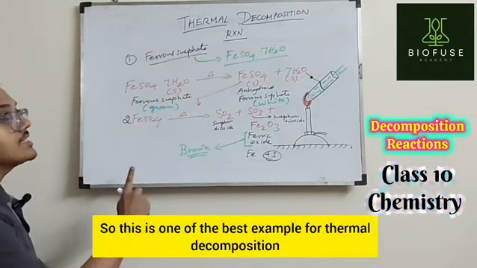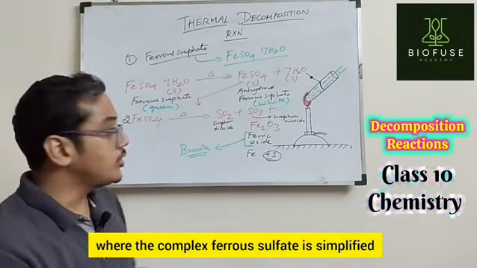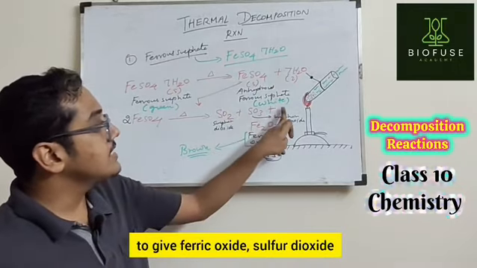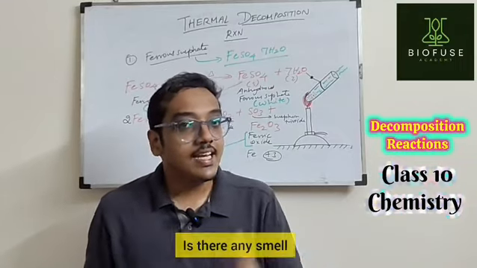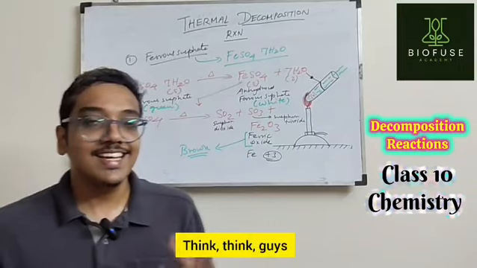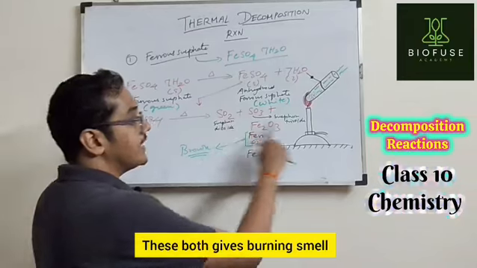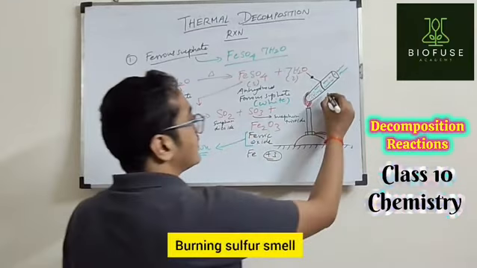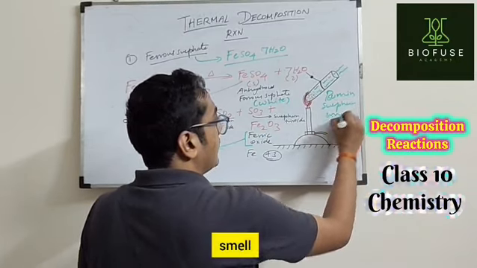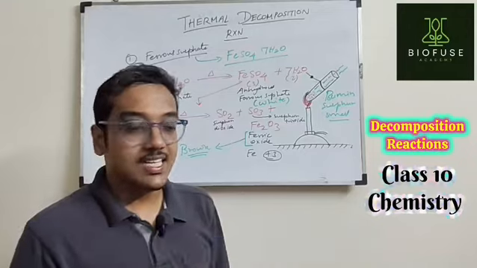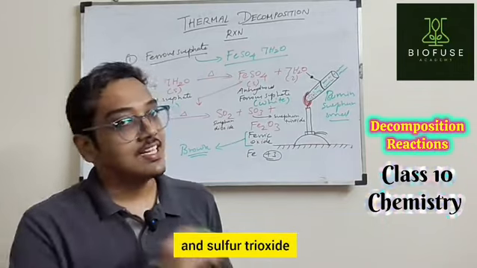This is one of the best examples of thermal decomposition, where the complex ferrous sulfate is simplified to give ferric oxide, sulfur dioxide and sulfur trioxide. Now you might ask, we have observed all the color changes, is there any smell? Think guys, it's very easy. Sulfur dioxide and sulfur trioxide both give a burning sulfur smell, because these gases are colorless. So only by smell will we get to know it is sulfur dioxide and sulfur trioxide.